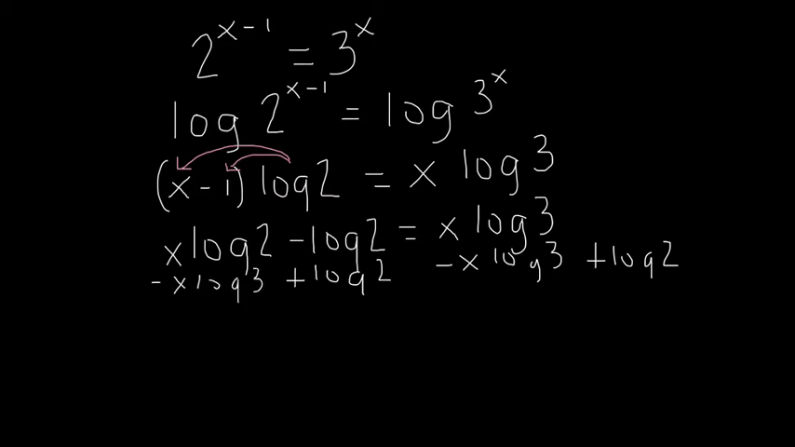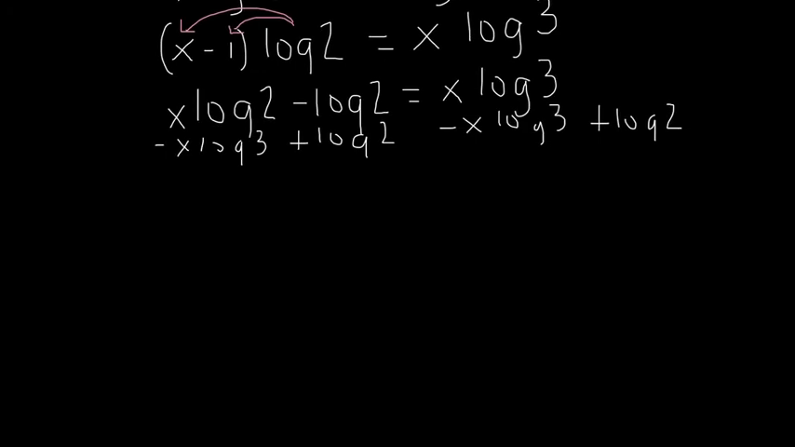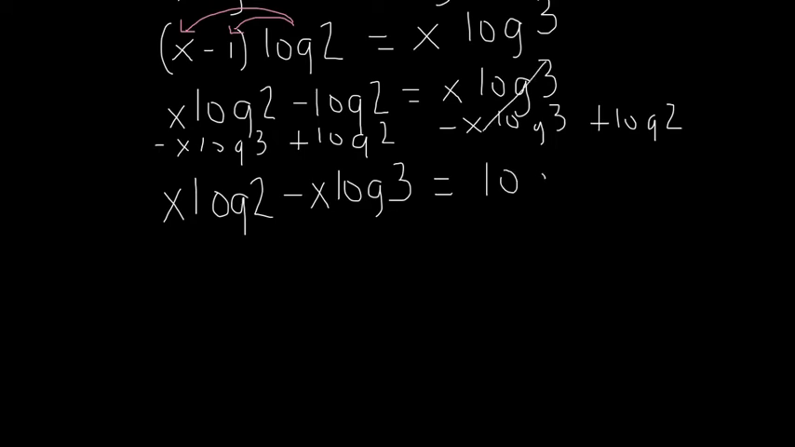Now it would be convenient if you could combine those x log 2 and x log 3, but you can't. Those aren't like terms. So let's write it horizontally. I have x log 2 subtract x log 3. That's on the left hand side, and on the right hand side I have just positive, no x, just log 2. Now right here, that x log 2 and this x log 3 are not like terms. So just to reiterate that, I'll write it here.